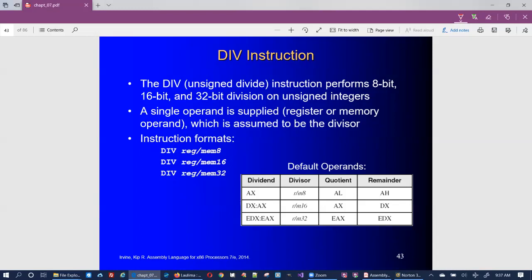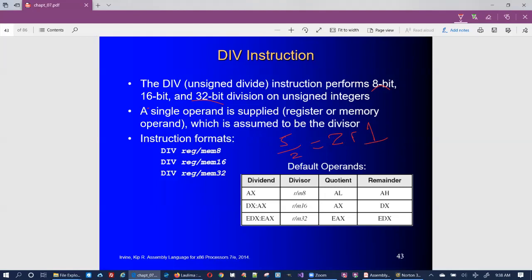The division instruction, this is as far as we'll go today. It's an unsigned divide. The instruction performs either 8-bit, 16-bit, or 32-bit division. A single operand is supplied, either a register or memory. And so the dividend, it's like 5 over 2 equals 2 with a remainder of 1.